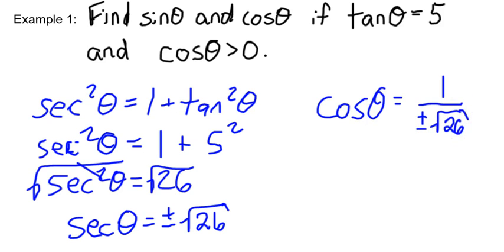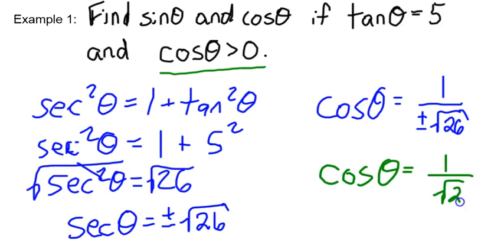Because cosine and secant are reciprocals, we know secant is plus or minus radical 26. Take the reciprocal of that, and we get cosine of theta. Key part, we know cosine of theta must be greater than 0, so our end result is 1 over radical 26. We're going to ignore that negative value because cosine can't be less than 0. So now we need to find the sine of theta.